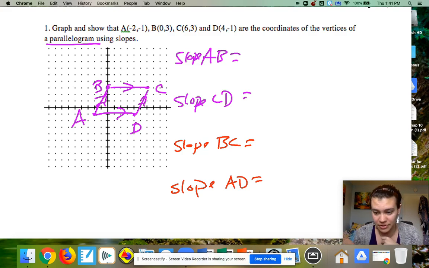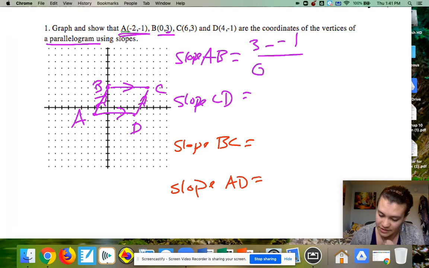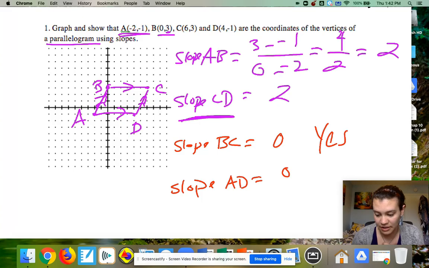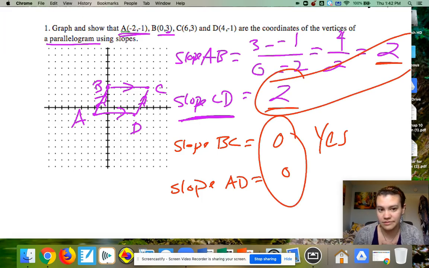So I'll do one and then just tell you what the others are, so you don't have to watch me calculate slope a bunch. If we're doing AB, you want y2 minus y1 over x2 minus x1. So this will give you 4 over 2, or 2. So then you want this one to also be 2. If you calculate it out, you will get 2. And then these next ones are going to give you 0 and 0. So yes, it's a parallelogram because you have two sets of parallel lines.